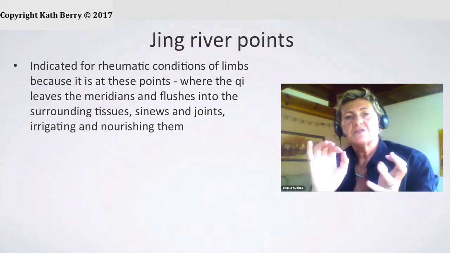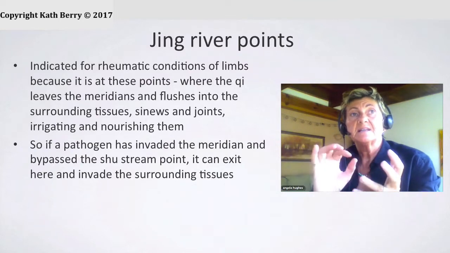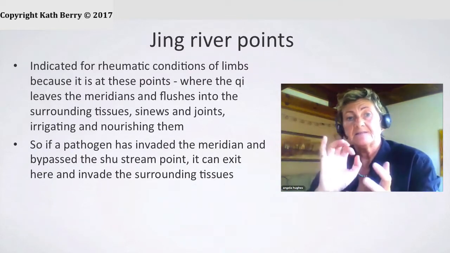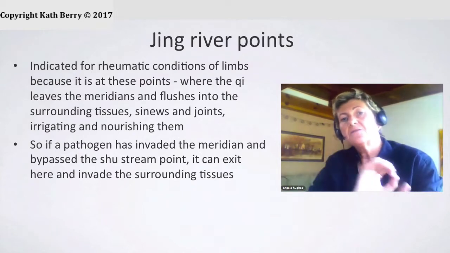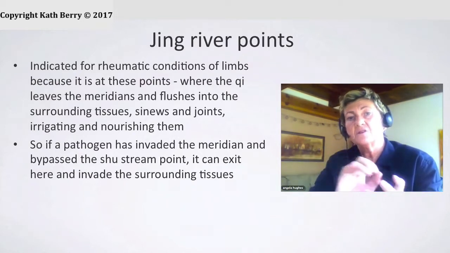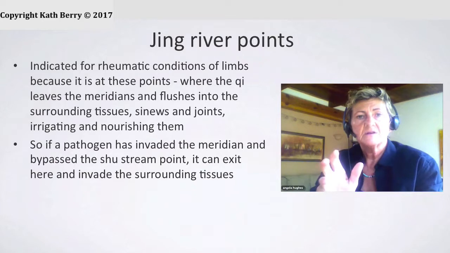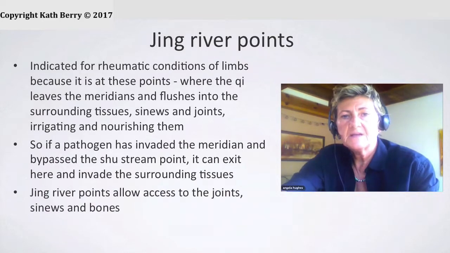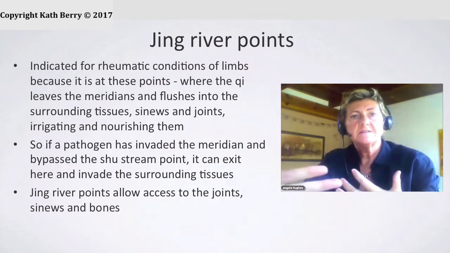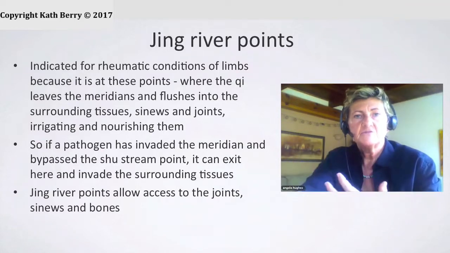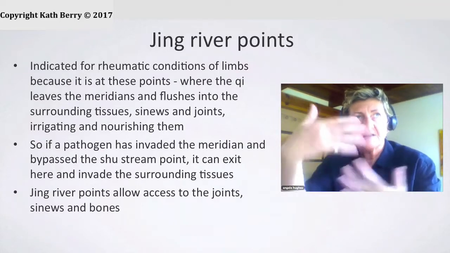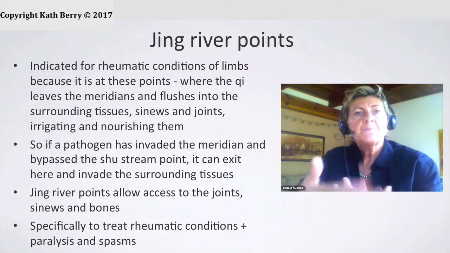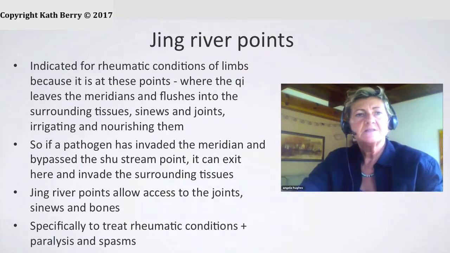So if a pathogen has invaded the meridian and bypassed being kicked out at the Jing well point, it can get off the stream here at the Jing River point and invade the surrounding tissues. So the Jing River points allow access to the joints, and they're specifically used as a kind of second line of defense to treat rheumatic conditions, to treat the pathogenic factors as they're making their way up the channel. They're also used for paralysis and for spasms.